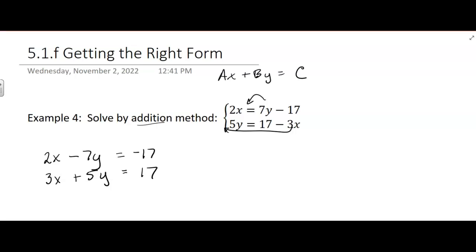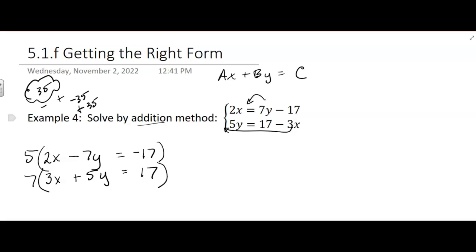So I'm thinking of a number that both 7 and 5 go into. It's like finding a common denominator, right? 35. But remember, I need one to be negative and one to be positive. Okay, if I multiply the top equation by 5, that'll get me a negative 35. Yay. And if I multiply the bottom equation by 7, then that'll get me the positive 35. And then I'll have the y's eliminating and I'll be very happy.